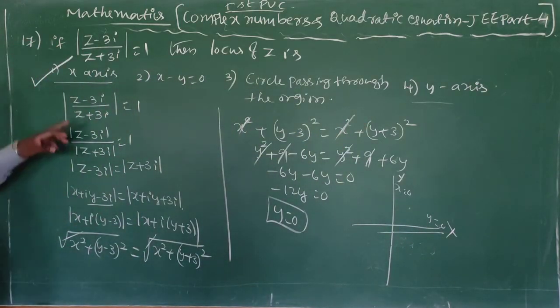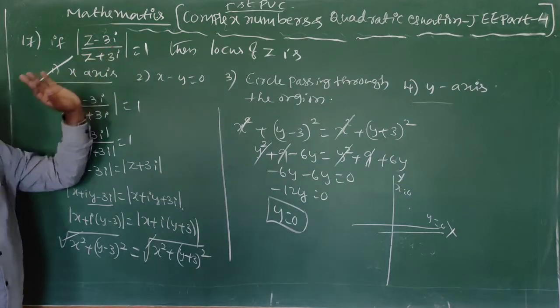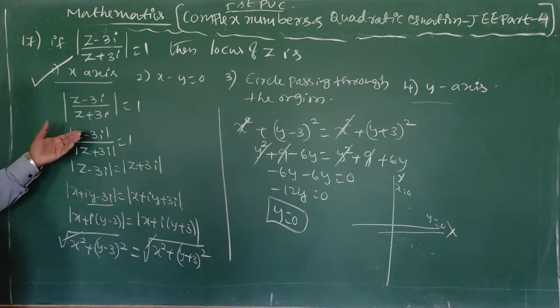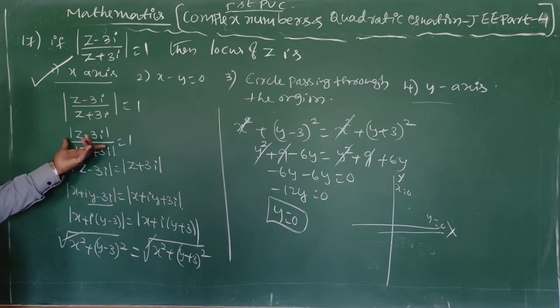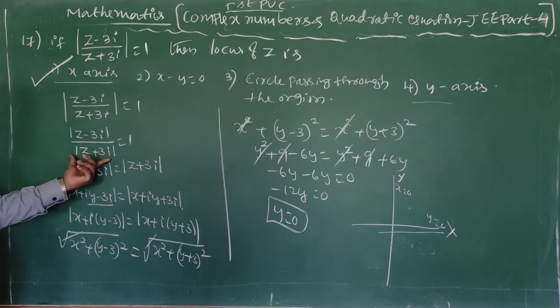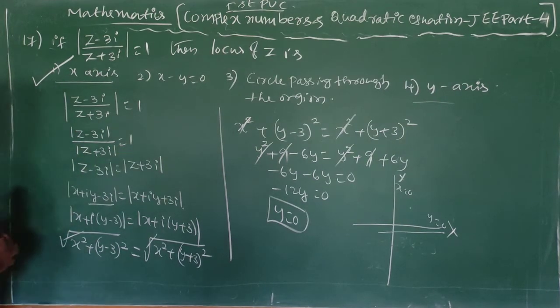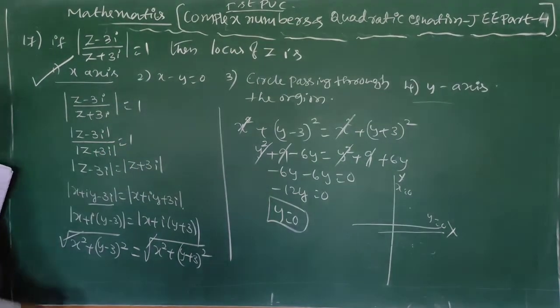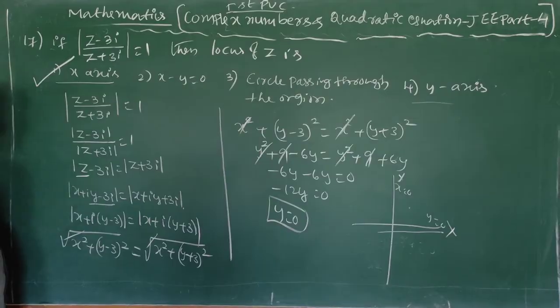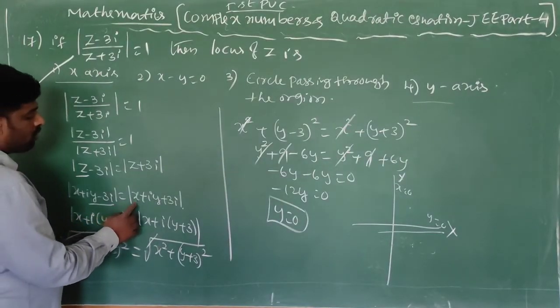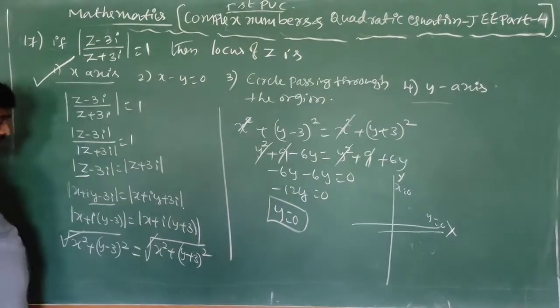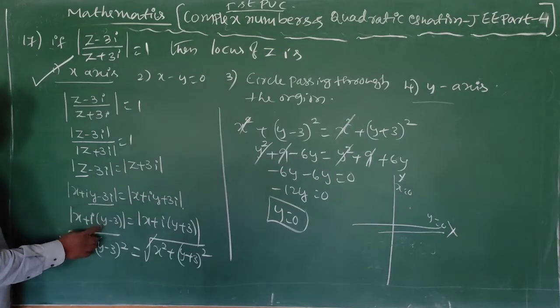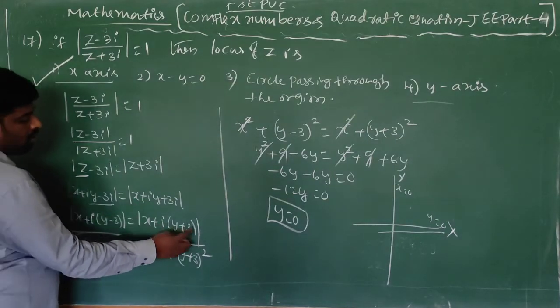Okay. So if modulus of (z minus 3i) divided by (z plus 3i) is equal to 1. It is in the form of a by b, so that is modulus of a divided by modulus of b. Modulus of (z minus 3i) divided by modulus of (z plus 3i) is equal to 1. Modulus of (z minus 3i) is equal to modulus of (z plus 3i). So z value is what? x plus iy minus 3i is equal to x plus iy plus 3i. So x plus i common, y minus 3. Here also i common, y plus 3.